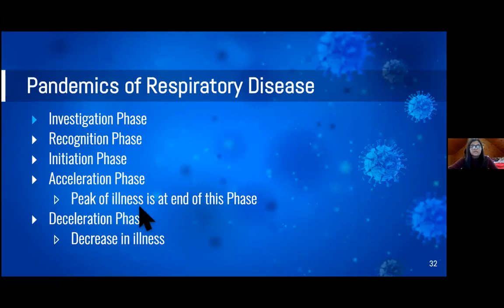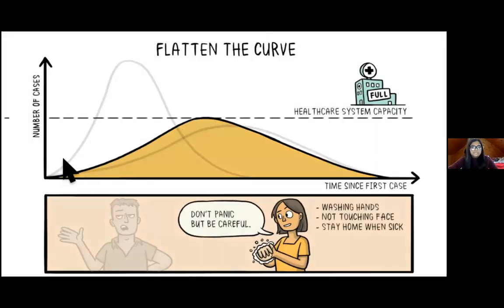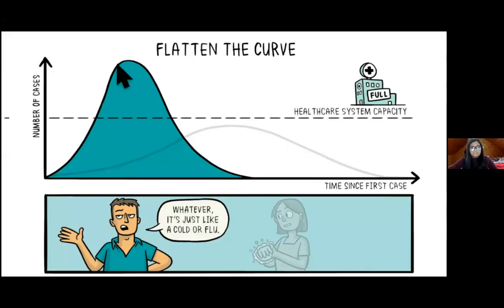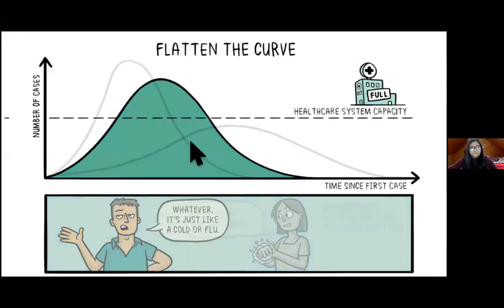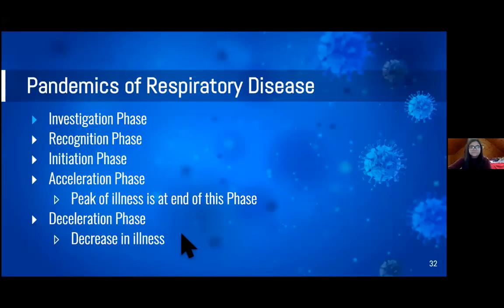the rate of cases starts to become exponential. If you look at the curve, the acceleration phase would be when it's going upwards. Then when it reaches the peak, it'll start decelerating again, and that's when you'll see a decrease in illness.